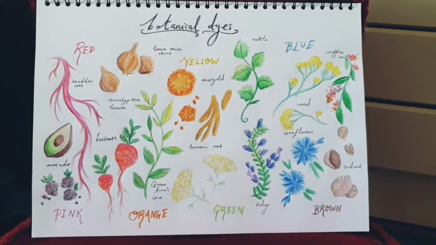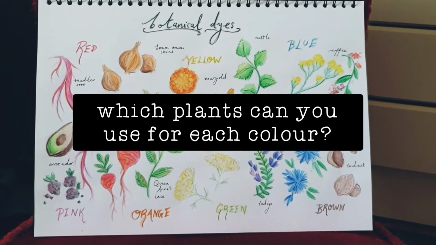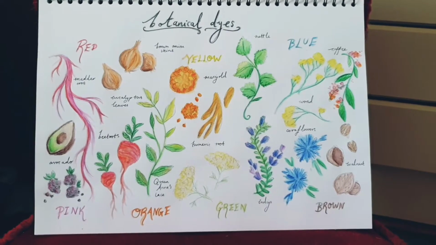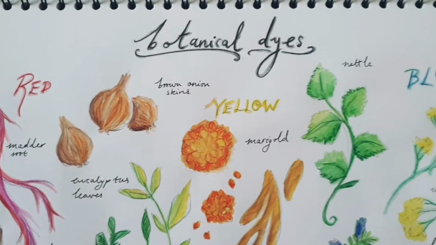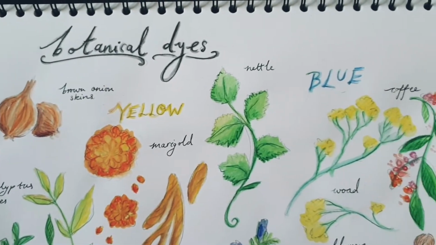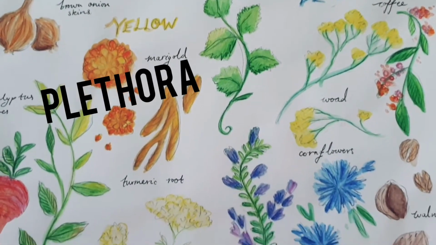Lastly, I just wanted to show you some of the different colours you can make using different plants, and I thought that the best way to do this would be with a diagram. Anyway, these are some of the colours that you can get, and we have a whole plethora of plants.